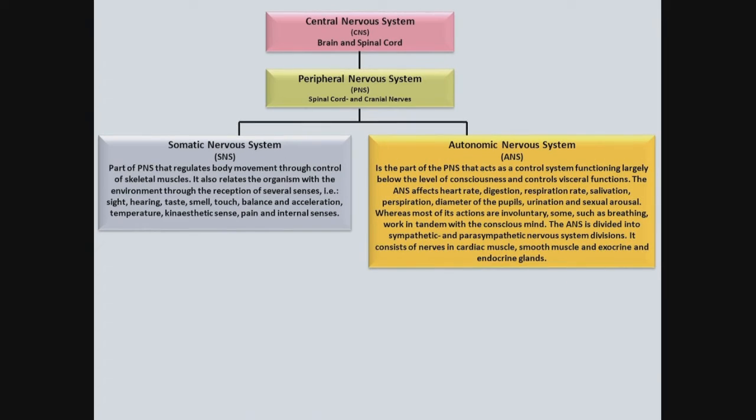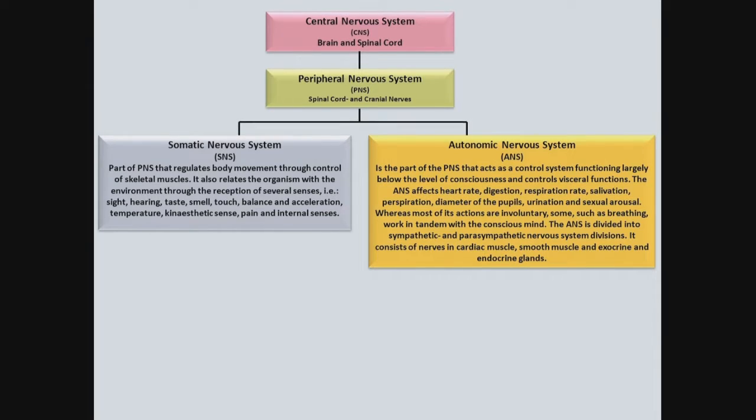The autonomic nervous system, ANS, also known as the vegetative nervous system, is the part of the PNS that acts as a control system, functioning largely below the level of consciousness, and controls visceral functions. The ANS affects heart rate, digestion, respiration rate, salivation, perspiration, diameter of the pupils, urination, and sexual arousal. Whereas most of its actions are involuntary, some, such as breathing, work in tandem with the conscious mind.